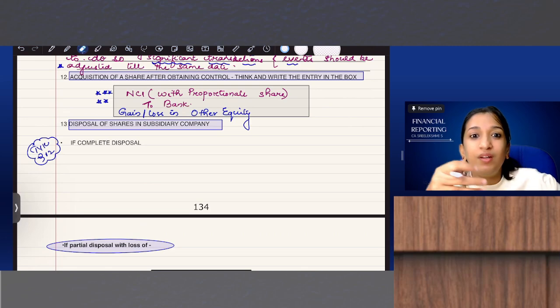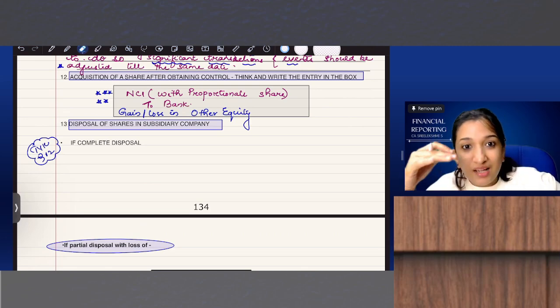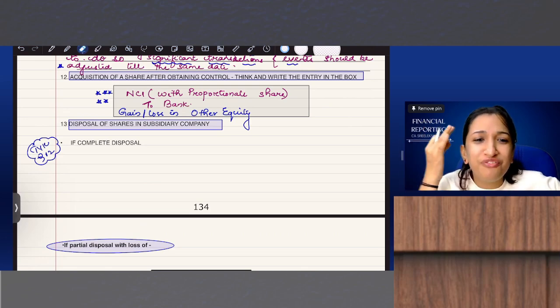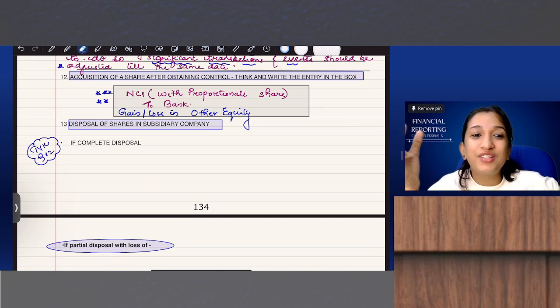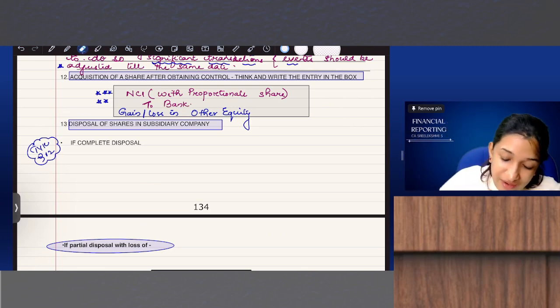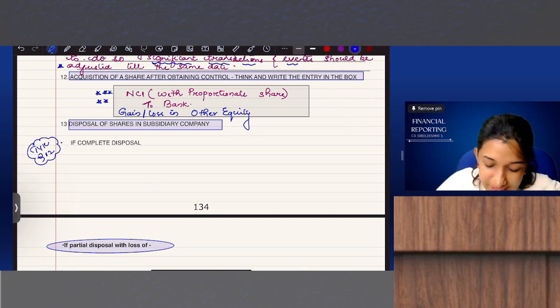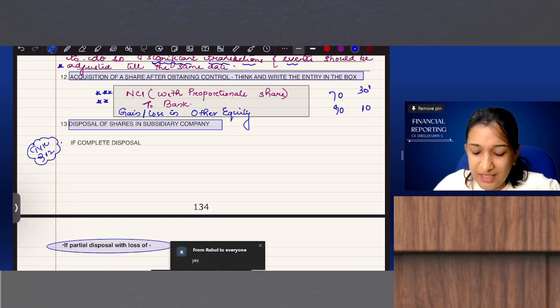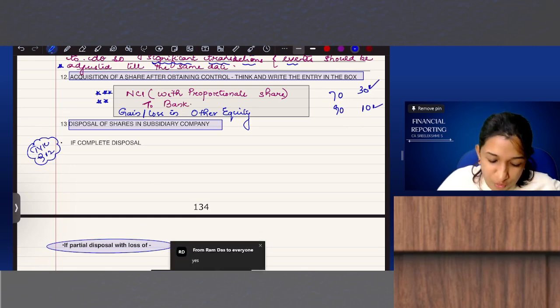In AS 21, there are so many additional steps to do, but Ind AS has made our life very simple. Acquisition of shares after obtaining control: 70 has become 90, which means my NCI has reduced to 10%. My original NCI of 30 has become 10%. So what is the entry?